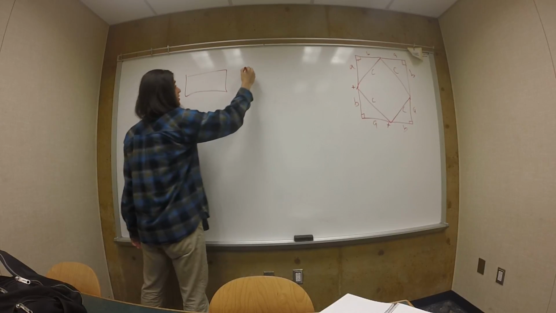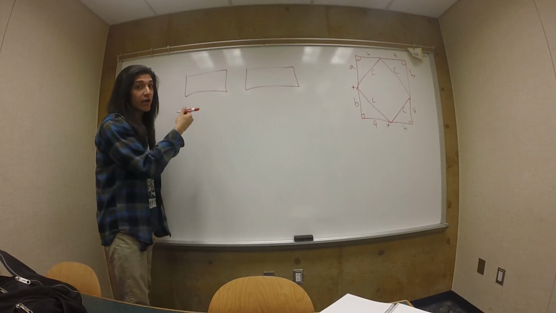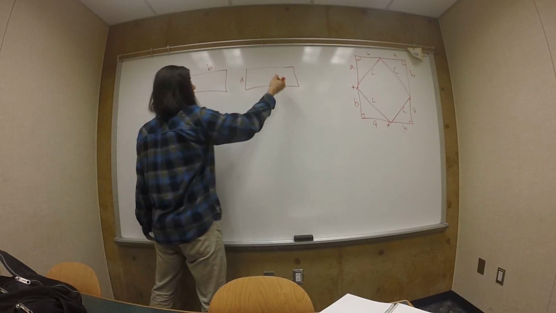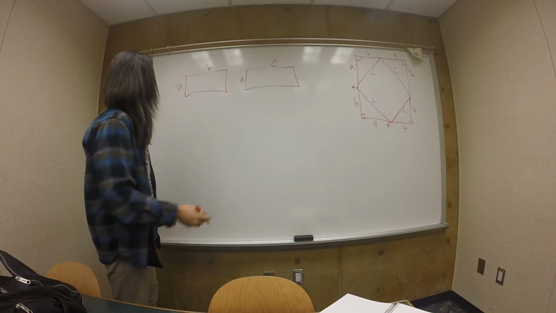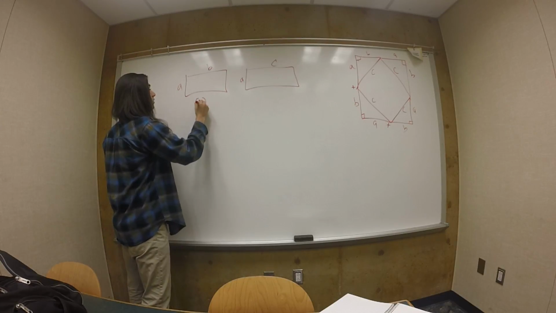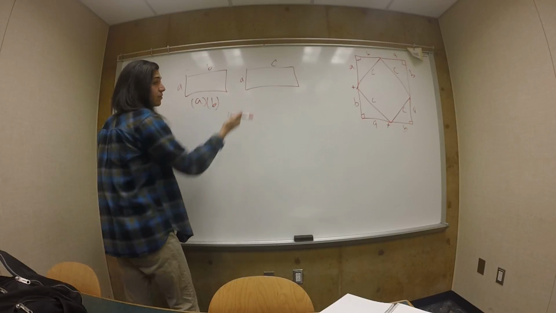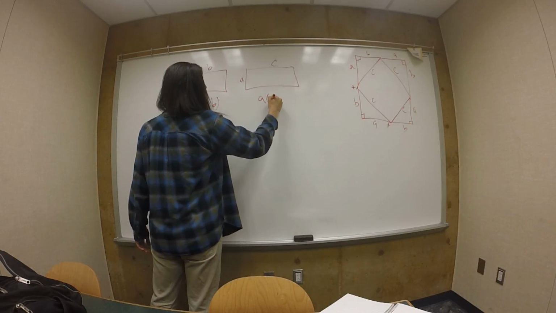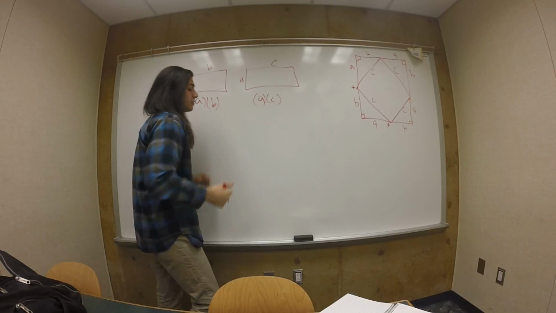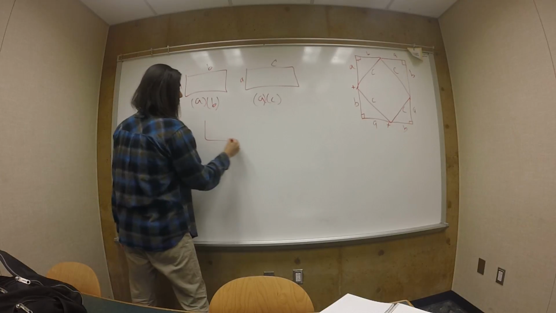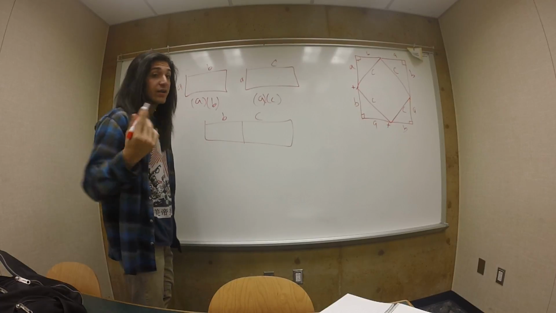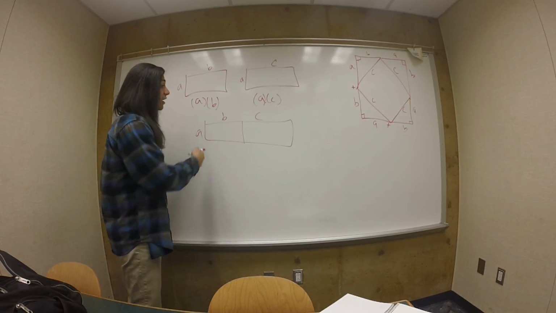Just imagine two rectangles, same height. You've got the same height, A. The length is different: B, and one of them is C. To find the area of this rectangle, you do base times height, A times B. Same thing here: A times C. If we added those rectangles together, you would have one big rectangle with two different parts, one is B, one is C. The height is the same, which is A. And now you want to find the area of that.